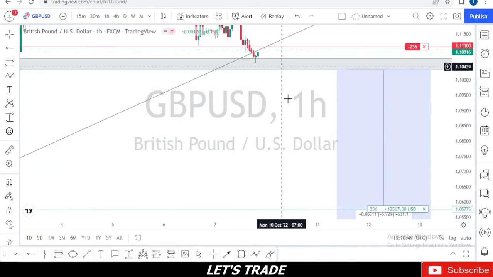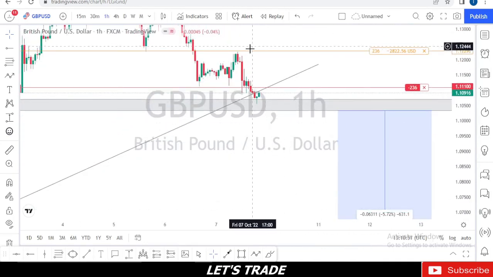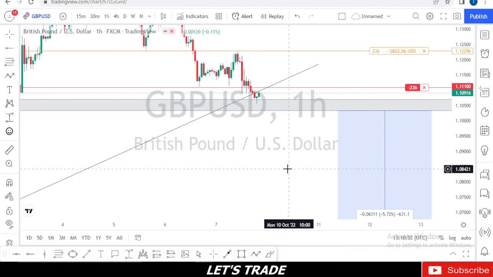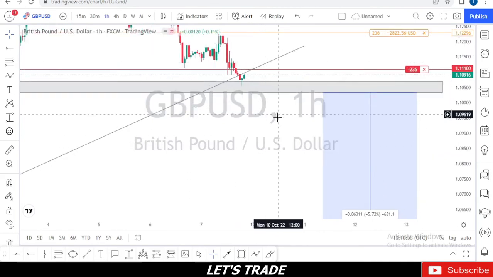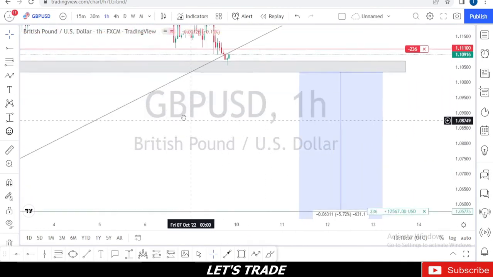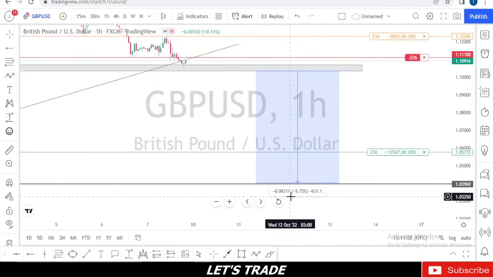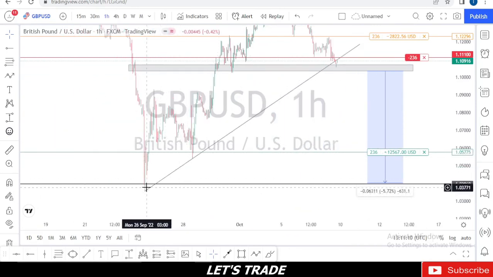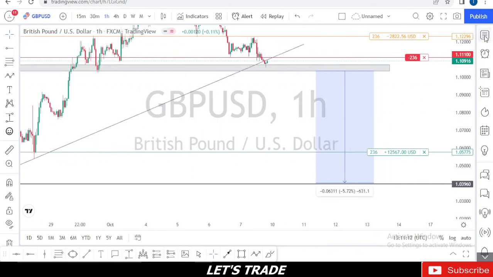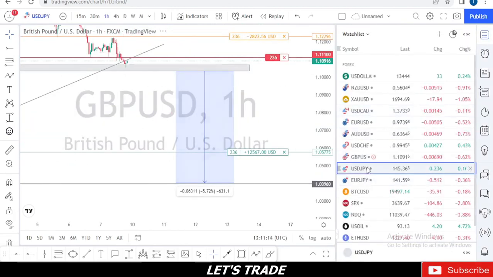I expect my stop loss to hold because it is at a safe spot. If price breaks above it, okay, fine and good. I was wrong, but I'm barely wrong, right? So I'll be expecting price to fall down to this zone for at least 600 pips, all right, to this point here. So on GBPUSD, I'm bearish.